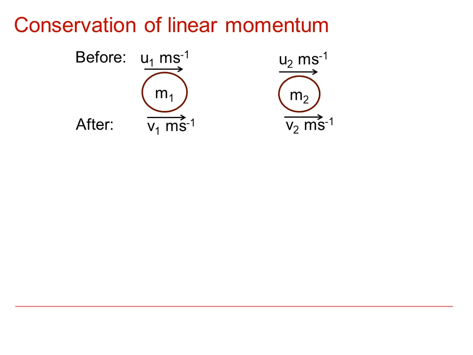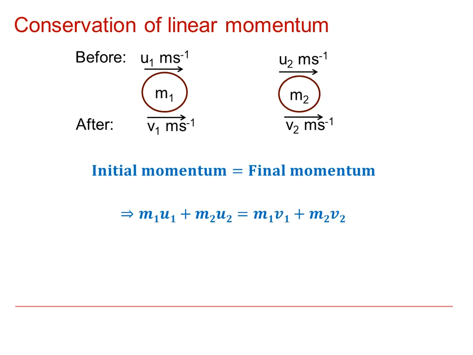Now we can express that in a momentum equation. And the momentum, remember, is mass multiplied by velocity. So if we have initial velocities u1 and u2 and final velocities v1 and v2, then the initial momentum equal to final momentum is simply given by this equation here. So that's the conservation of momentum equation. And it's this equation we're going to be using in some examples now.